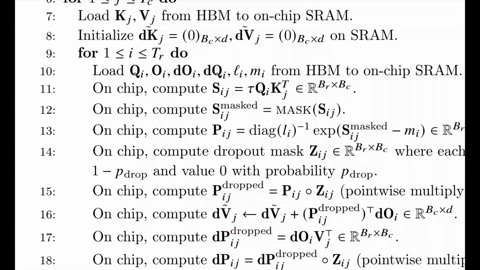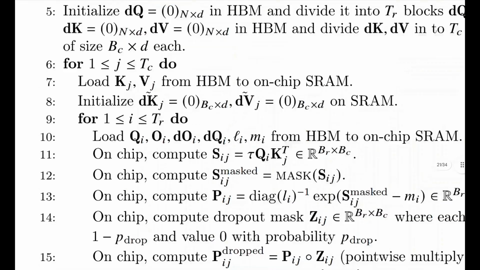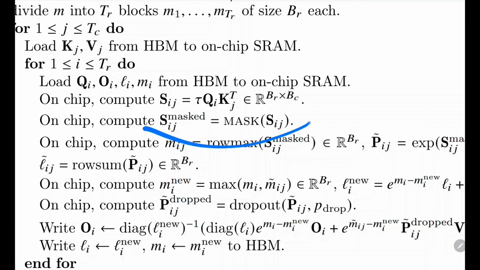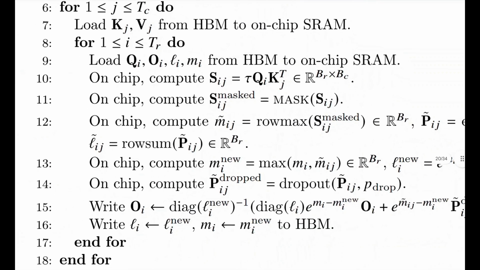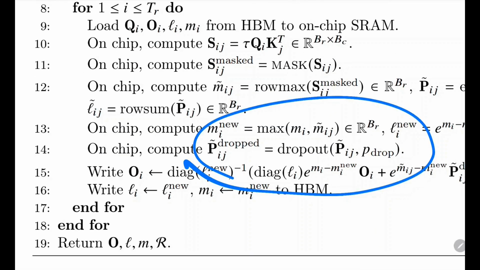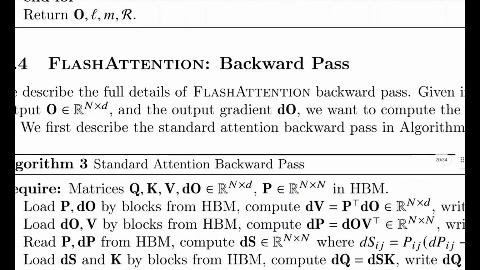Now if you compare the forward pass with the backward pass, many of the operations are the same. Computing the attention score S equals tau Q K transpose is the same in step 12 in backward and step 11 in the forward. The same dropout is applied to the attention probabilities.